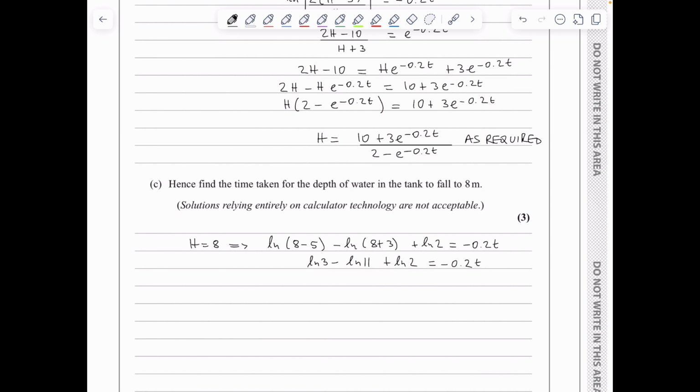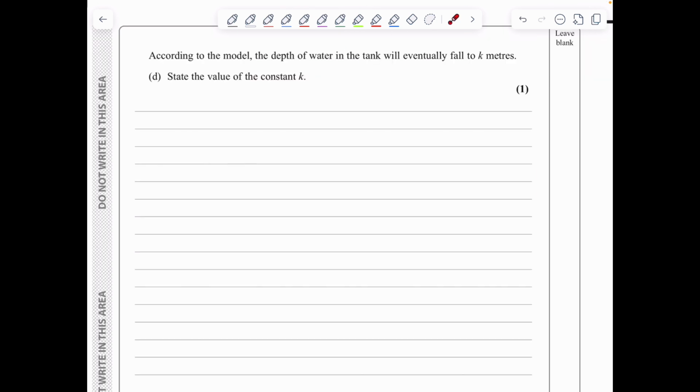Now I can evaluate the left-hand side. It gives you an answer of negative 0.6061... being equal to negative 0.2t. And if I divide both sides by negative 0.2, I get t to be 3.03 days, correct to 3 significant figures. Now, according to the model, the depth of the water will eventually fall to k meters, and we need to state the value of the constant k.